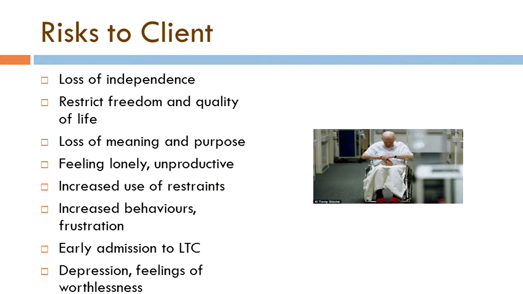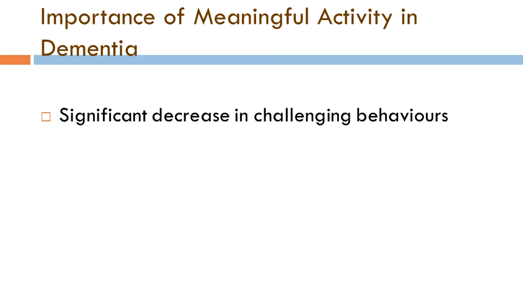So the risks to the person with dementia are obviously loss of independence, restricting their freedom and quality of life, loss of meaning and purpose in their life, feeling more lonely and unproductive. Increased use of restraints, that's more if they go into a different setting of care. Increased behaviors, frustration, things like that, and early admission to long-term care facilities.